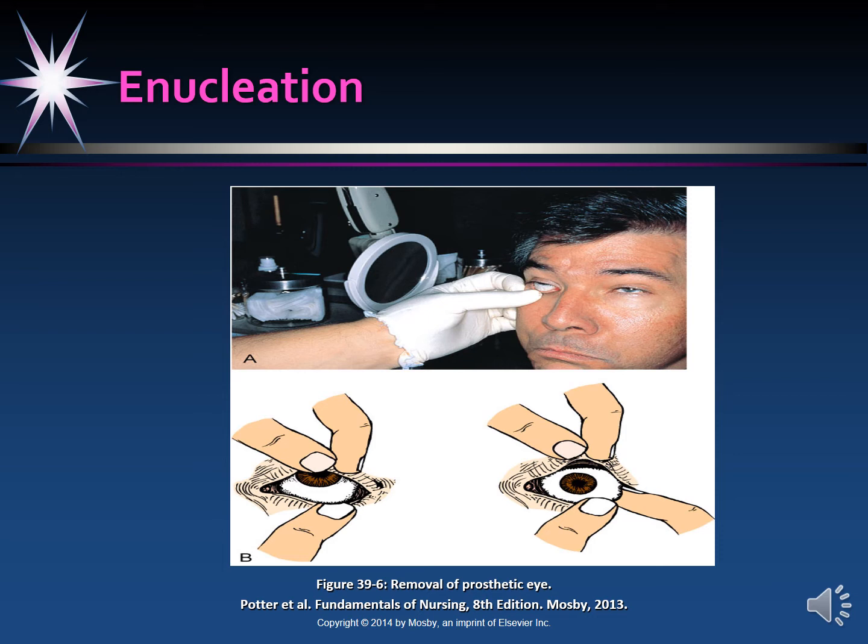A permanent prosthesis is usually custom made, and they can really match the other eye. It can actually move with the other eye, so they've made quite a few advances with the prosthetic eye. Care would be lifelong for this prosthetic eye.